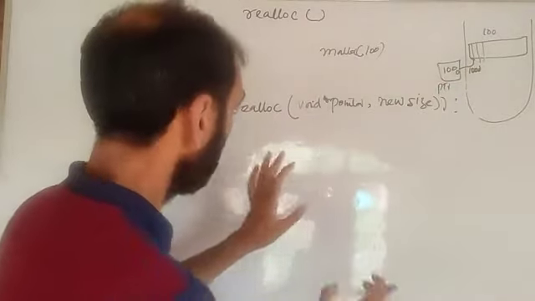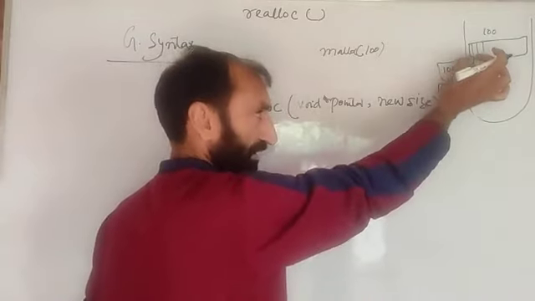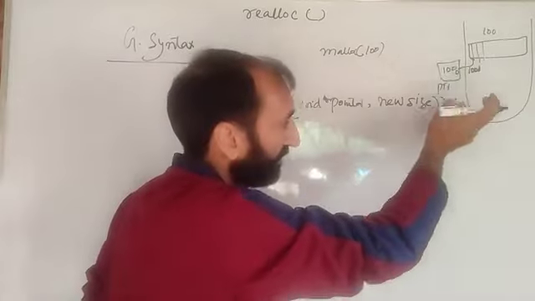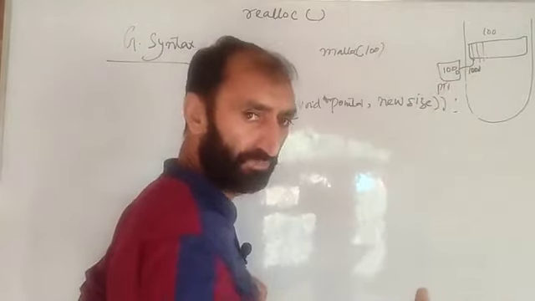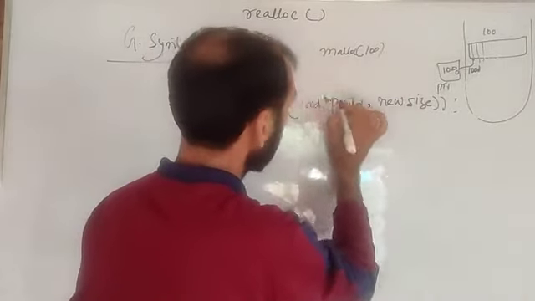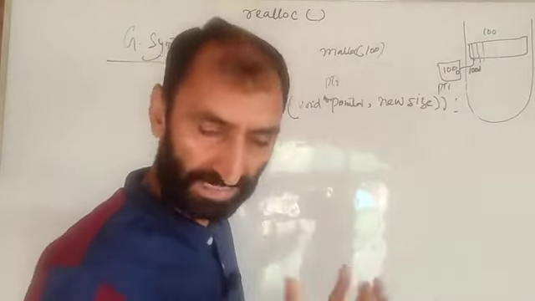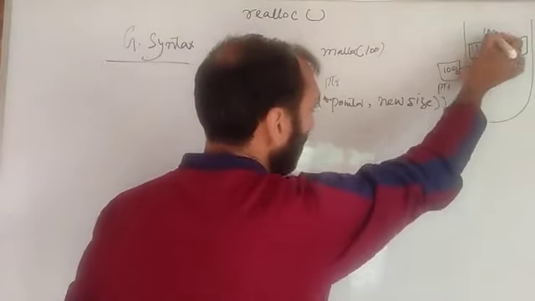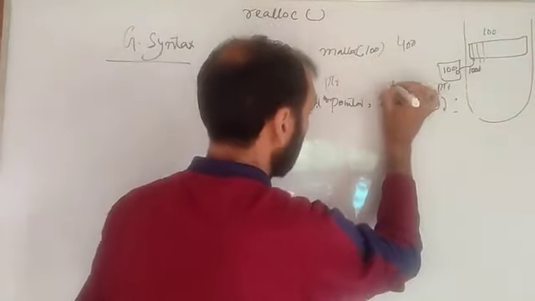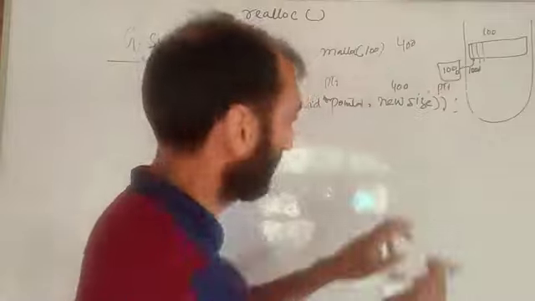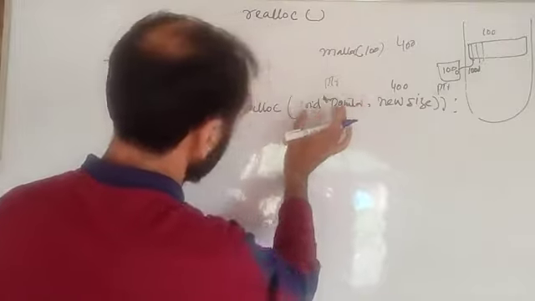Here ptr is the pointer which points to the first byte of this memory block, or we can say ptr stores the base address of this memory block, which we have already discussed many times in the previous videos. So here we write ptr and the new size. For example, now I want 400 bytes instead of 100 bytes, so I simply write 400. That is the new size, the size I want to allocate. The first argument is the pointer.